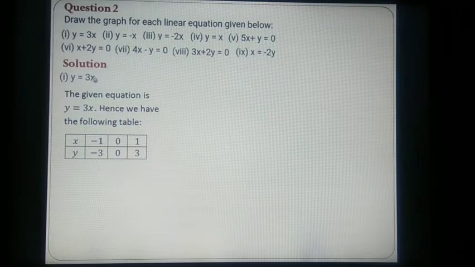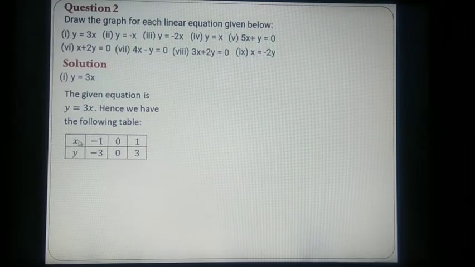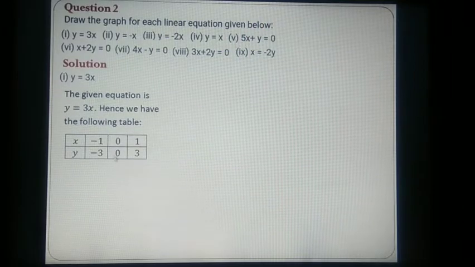Minus 3. That means y becomes minus 3. So that's why when x is minus 1, the value of y is minus 3. That's the meaning of this. Now similarly, when x is 0, the value of y is also 3 into 0, which is 0. Now when x is 1, the value of y will be 3 into 1, which is 3. So that's why the equation y equals 3x has the corresponding table, which is given by this one.